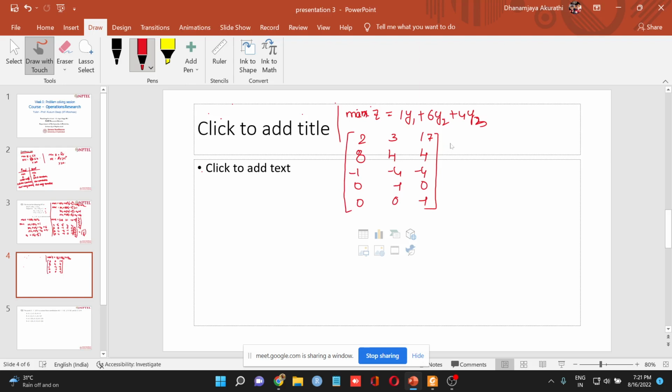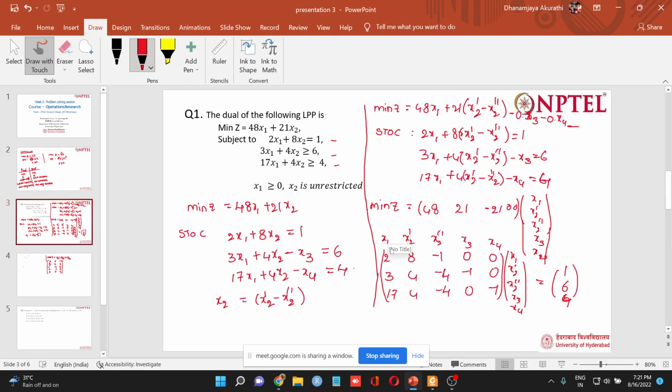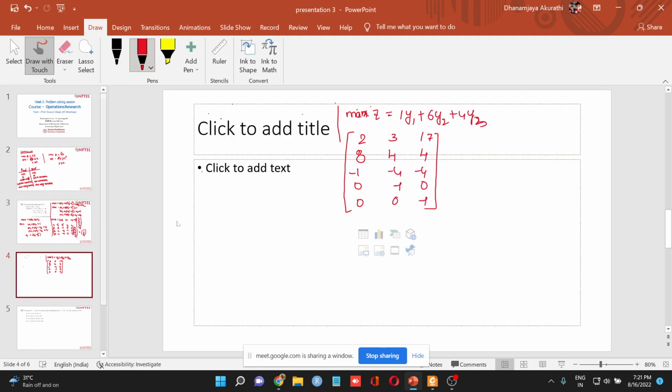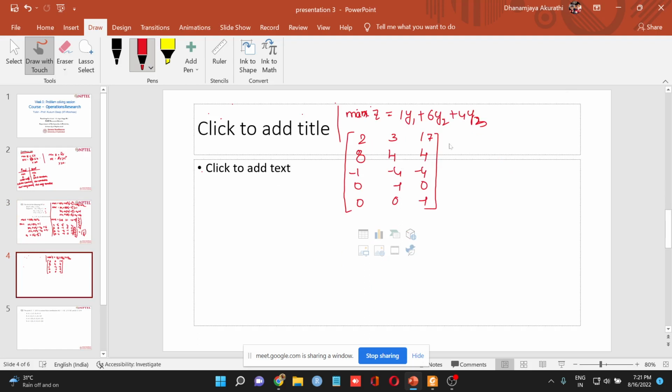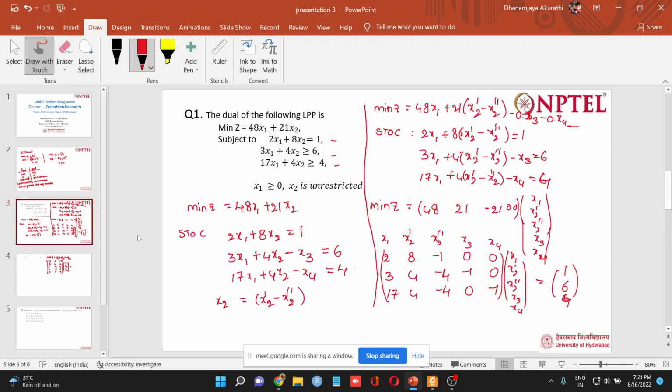Now this is our constraint matrix. Why? Because the column constraints in the primal problem would be the row constraints in the dual problem. So where the column constraints were involved in the primal, now I transpose the matrix, and here the variables involved are only y1, y2, and y3, and that is equal to 48, 21, minus 21, 0, 0.